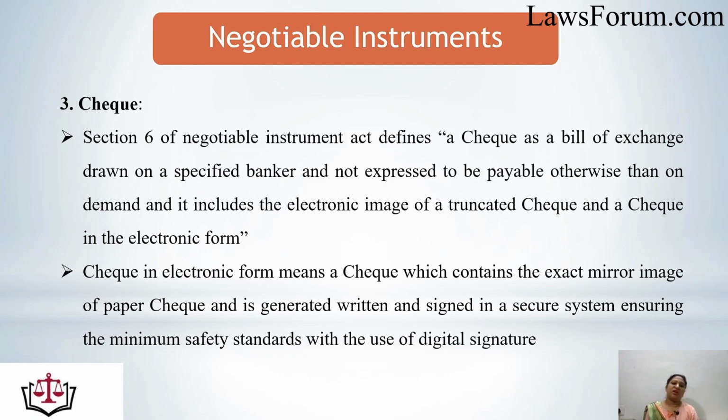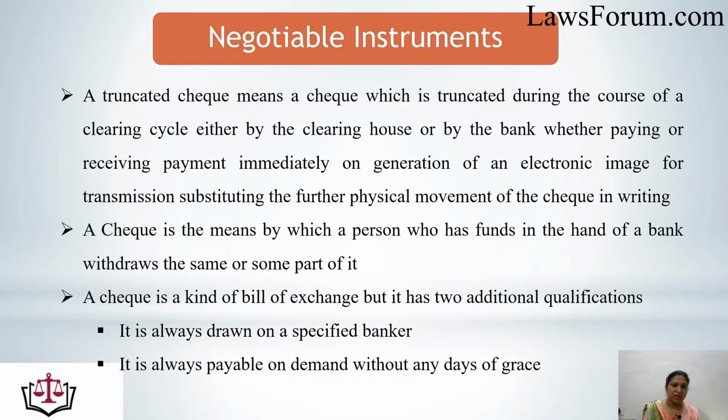So what is the meaning of a check in electronic form? It means a check which contains the exact mirror image of a paper check and is generated, written and signed in a secure system, ensuring the minimum safety standards with the use of digital signatures. A truncated check, I have used this term. What is the meaning of a truncated check? It means a check which is truncated during the course of a clearing cycle, either by the clearing house or by the bank, whether paying or receiving payment, immediately on generation of an electronic image for the transmission, substituting the further physical movement of the check in writing.